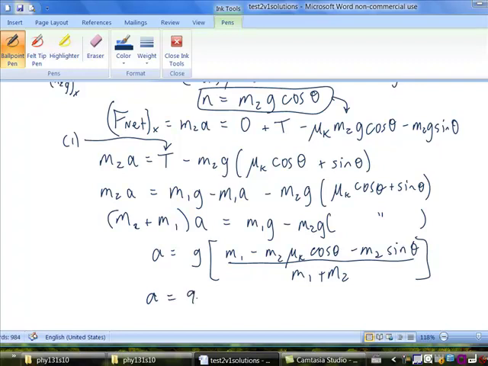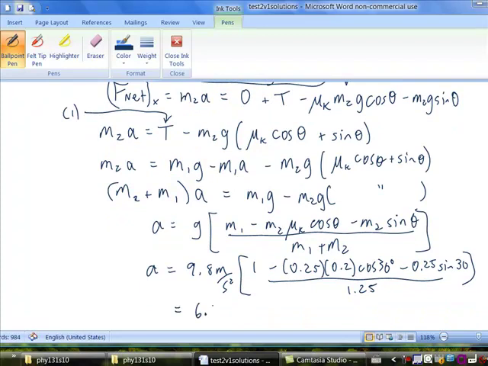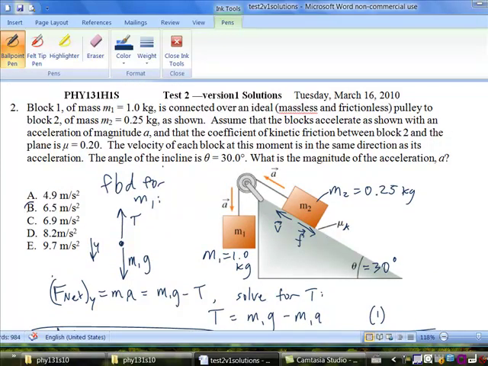numbers. It's 9.8 meters per second squared, and then times a dimensionless thing. There's 1 kilogram minus 0.25 is m2 times 0.2 is the coefficient of kinetic friction times cosine 30, and then minus 0.25 times sine 30, all divided by total mass, which is 1.25. And plugging that into my calculator, I get 6.52 meters per second squared. So that seems pretty reasonable. Let's see if it's up on our list. 6.5, so the answer is B.